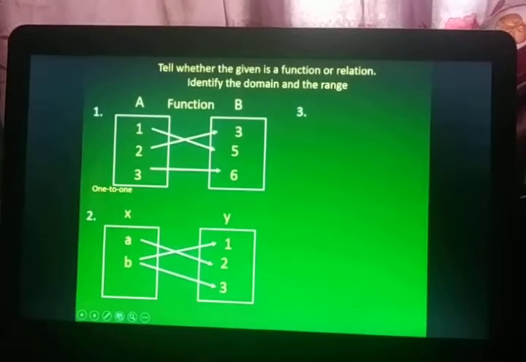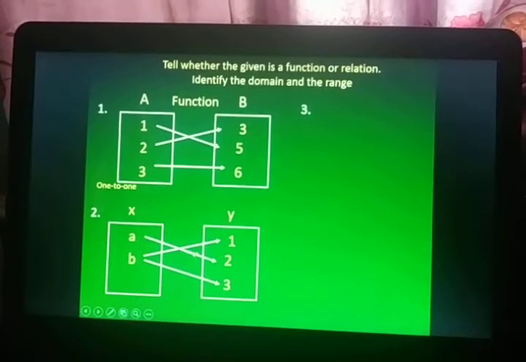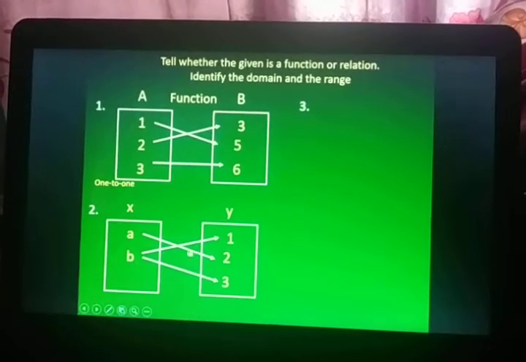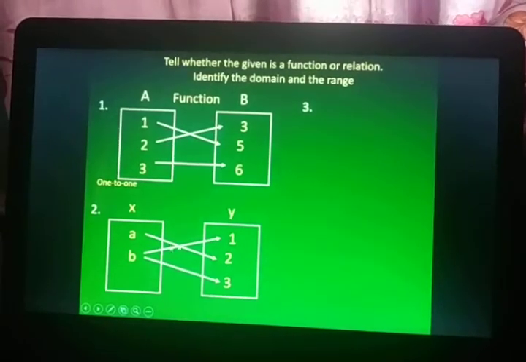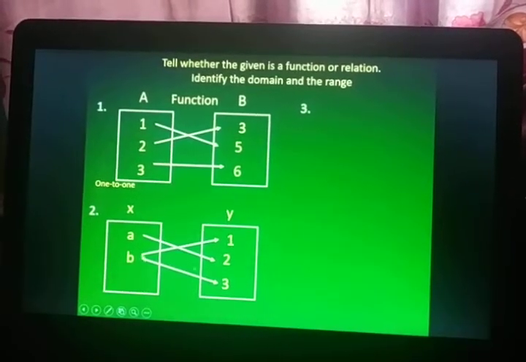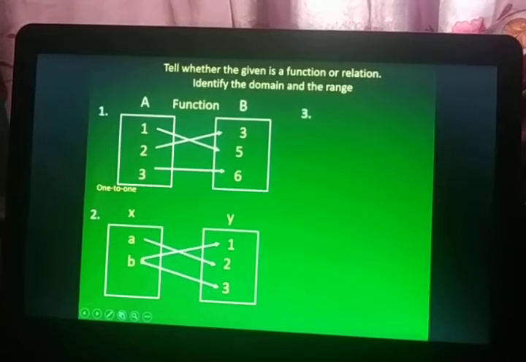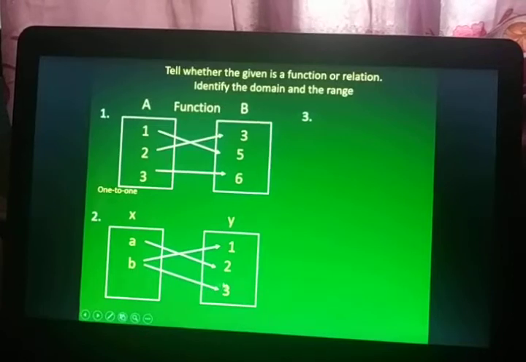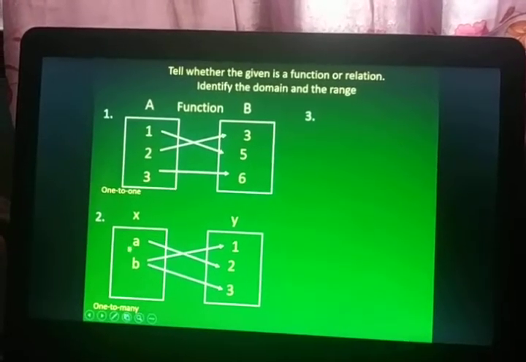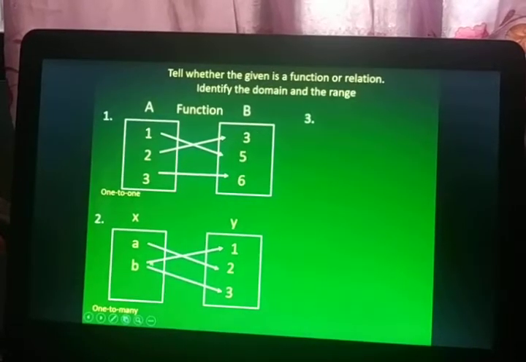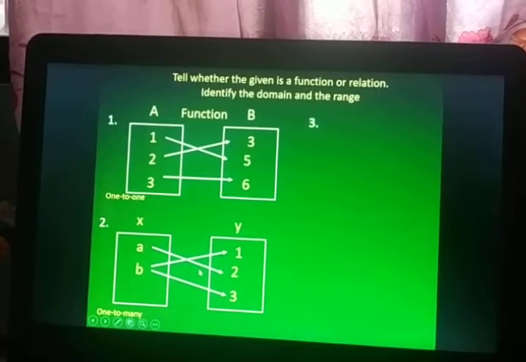Let's try number 2. Under x, we have a and b, and for y we have 1, 2, and 3. A is paired with 2, b is paired with 1, another, b is paired with 3. If we write this as a set of ordered pairs, it will result to a2, b1, and b3. And so you see, b is shared with 1 and 3. Okay, this is what we call the one-to-many. Isa, pero damo iya nga pares. Okay? And this is an example of a relation.